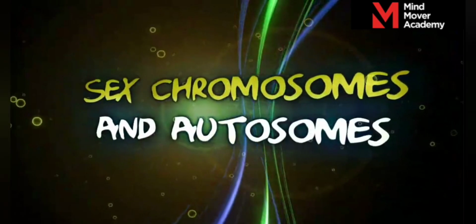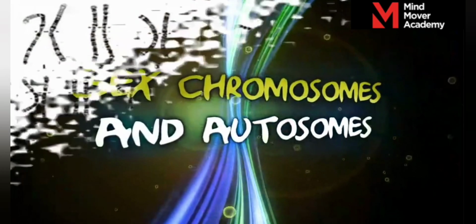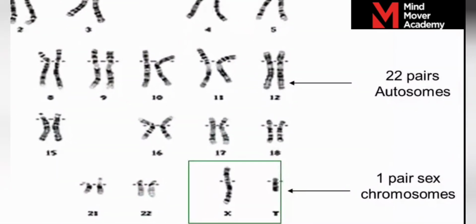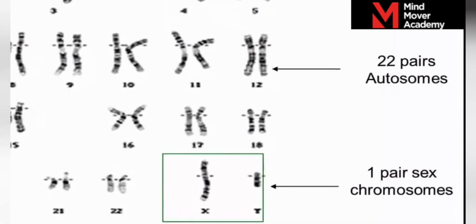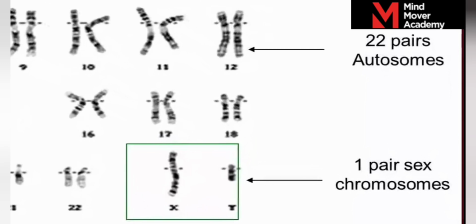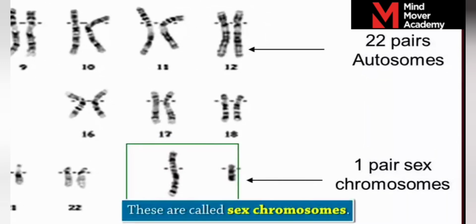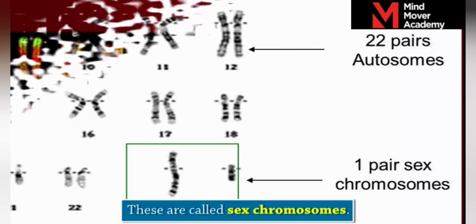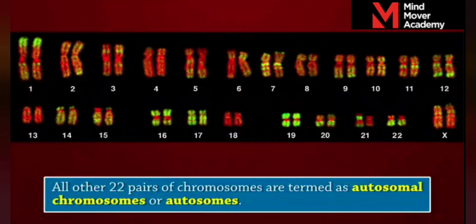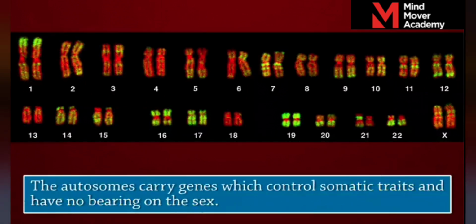Sex chromosomes and autosomes. In human beings, out of 23 pairs of chromosomes, a specific pair, that is, the 23rd pair of chromosomes, determines the sex of the individual. These are called sex chromosomes. All other 22 pairs of chromosomes are termed as autosomal chromosomes or autosomes. These autosomes carry genes which control somatic traits and have no bearing on the sex.